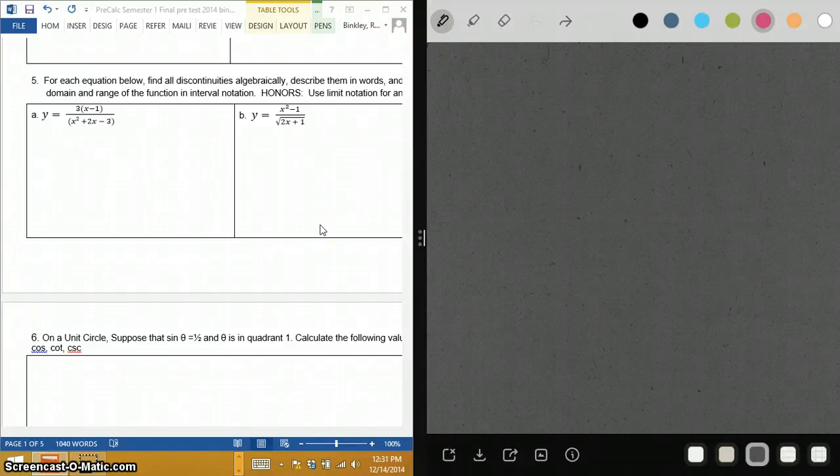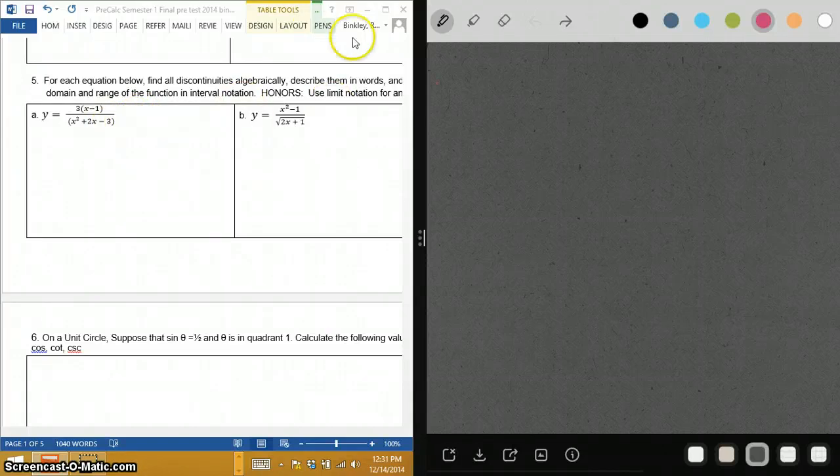Alright, you guys, question number 5 on the review. For each equation below, find all discontinuities algebraically, describe them in words, and find the domain and range in interval notation. So if you remember what we're looking for, let's just start off with A over here, okay? What we're looking for is that in this particular case, the denominator cannot be equal to 0, correct?